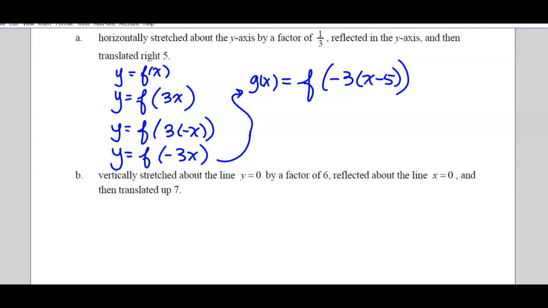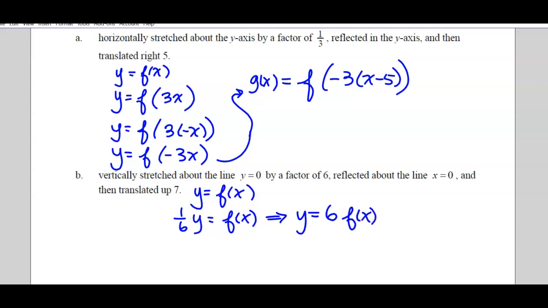Be vertically stretched about the line y equals 0. Okay, so y equals 0 is the x-axis, which is any vertical stretch that we do in the course, about the x-axis by a factor of 6. Reflected about the line x equals 0, that's the vertical axis, the y-axis, and then translated up 7. Again, up to you, but if I show each step, then vertically stretched, I'm replacing y by, in this case, 1/6 y. Or you can go right to y equals 6 f of x.